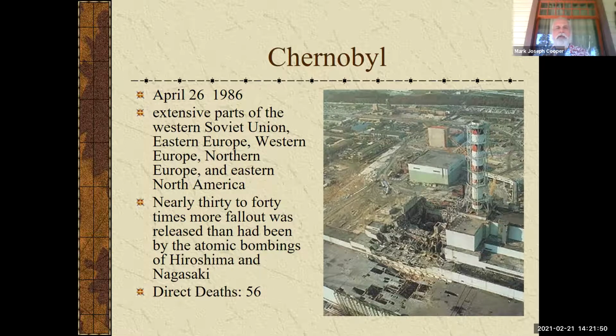Chernobyl's in Russia, and in 1986, it had a meltdown, and nearly 30 to 40 times more fallout than the Hiroshima and Nagasaki nuclear weapons the United States dropped on Japan. And you'll see only 56 direct deaths, which doesn't sound like much, but reality is that is not including all of the deaths and illnesses due to cancer.